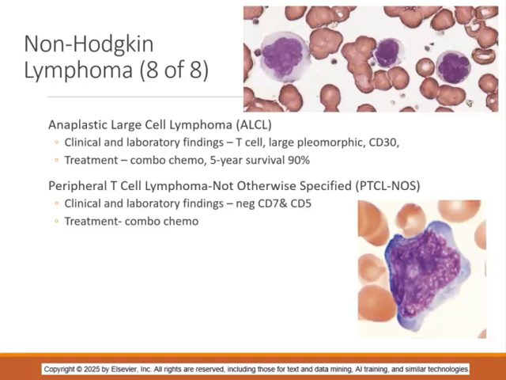Peripheral T-cell lymphoma, in other words, this is where we're going to put all the rest of them. You can see it's a very large cell. It's negative for CD7 and CD5, and again, combination chemotherapy is given. So you can see looking at lymphs is not an easy thing. They take on all kinds of shapes, so anything questionable, you need to get a pathologist to review it.